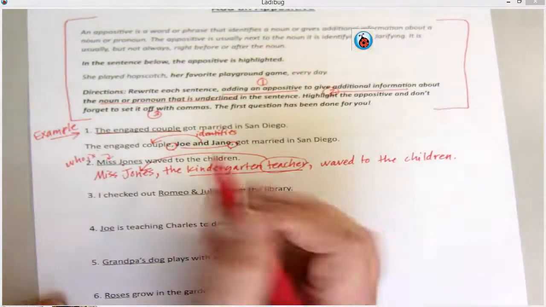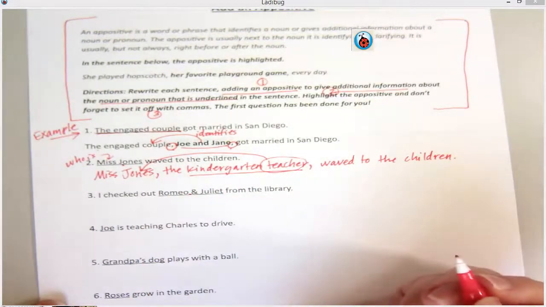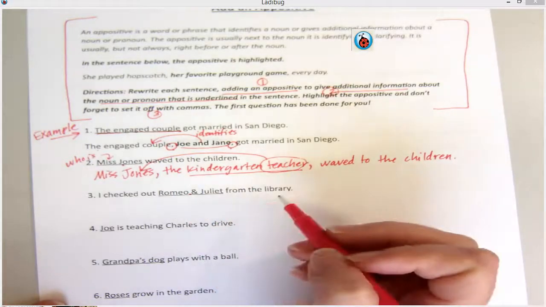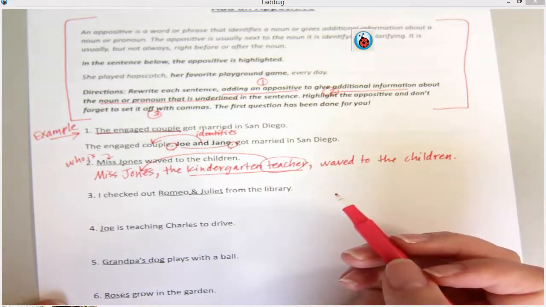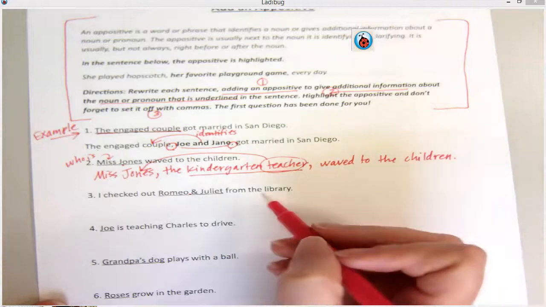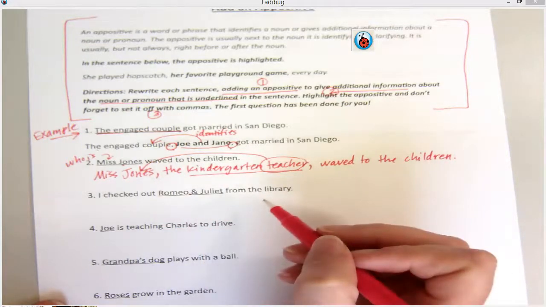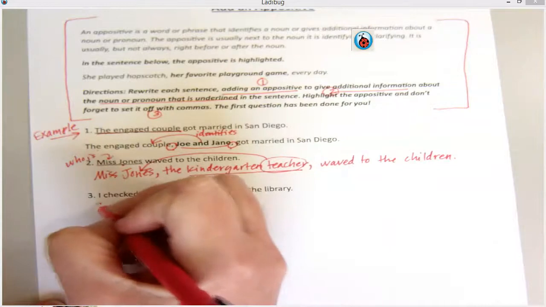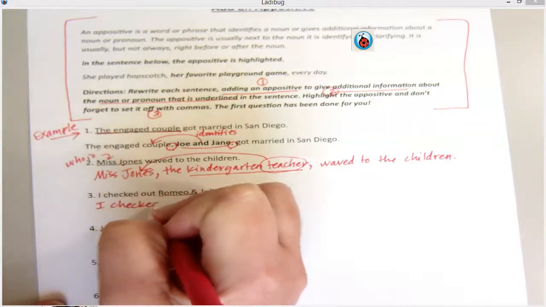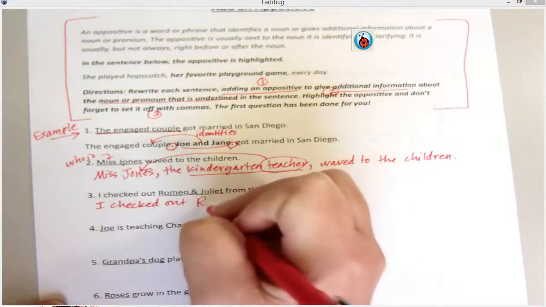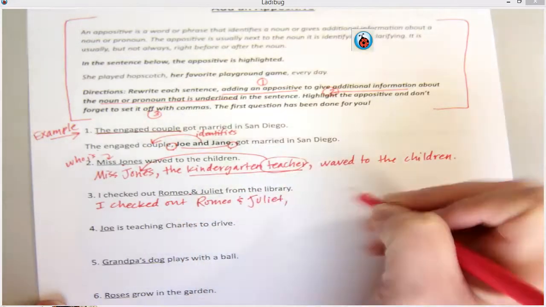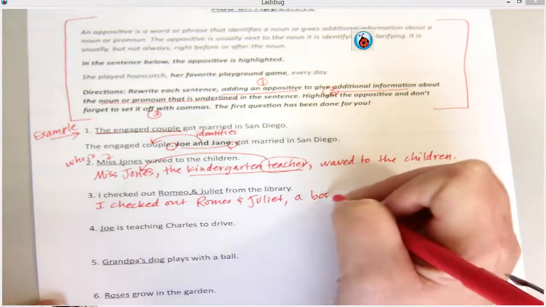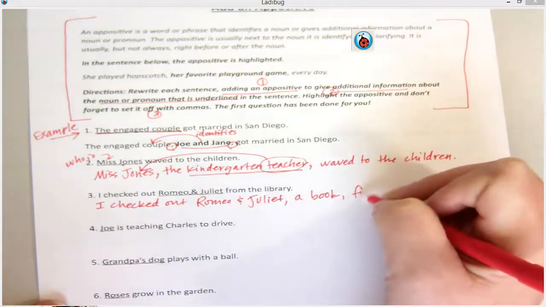So here, we need to have information about what Romeo and Juliet is. I checked out Romeo and Juliet from the library. Well, even if I didn't want to take the time to Google what Romeo and Juliet is, I know that you check out books from the library. So I'm going to say I checked out Romeo and Juliet, a book, from the library.